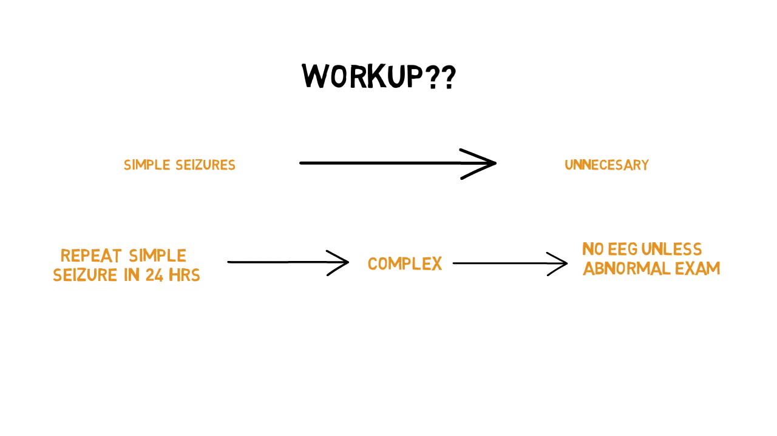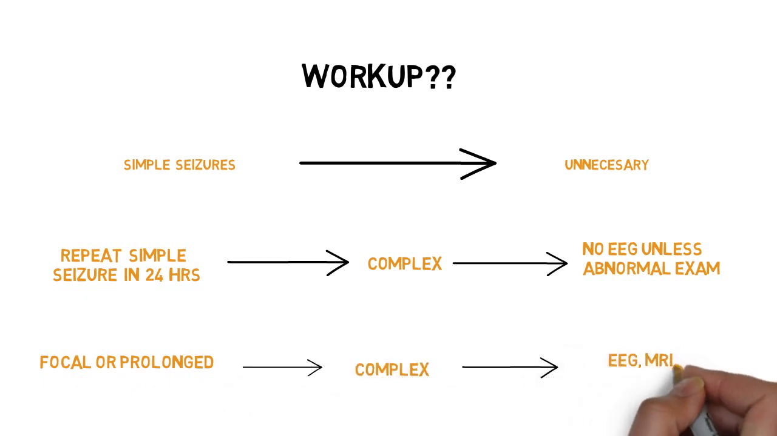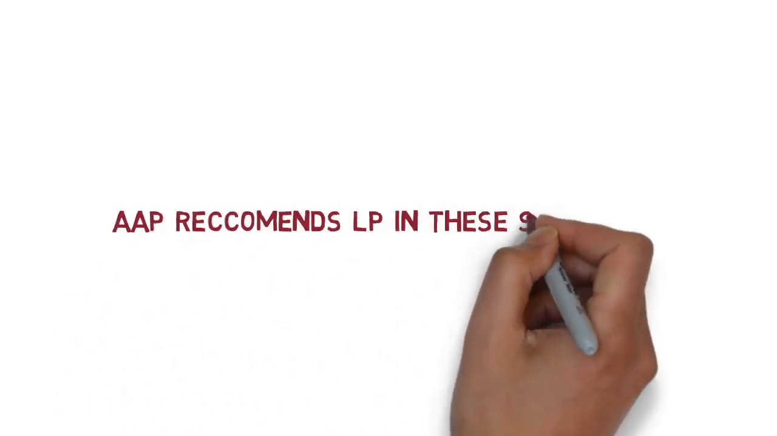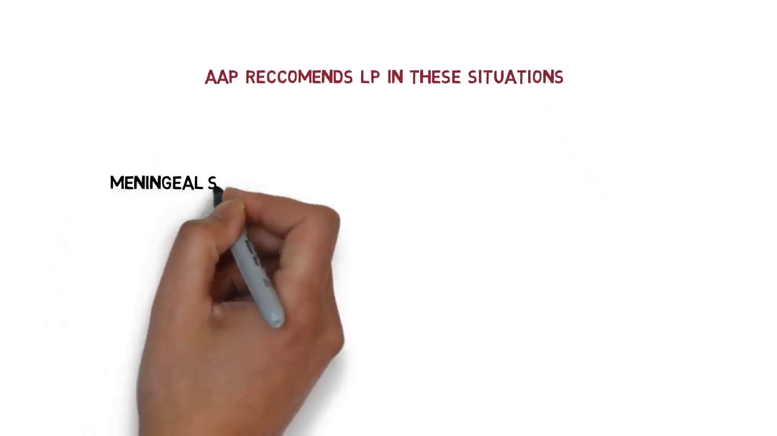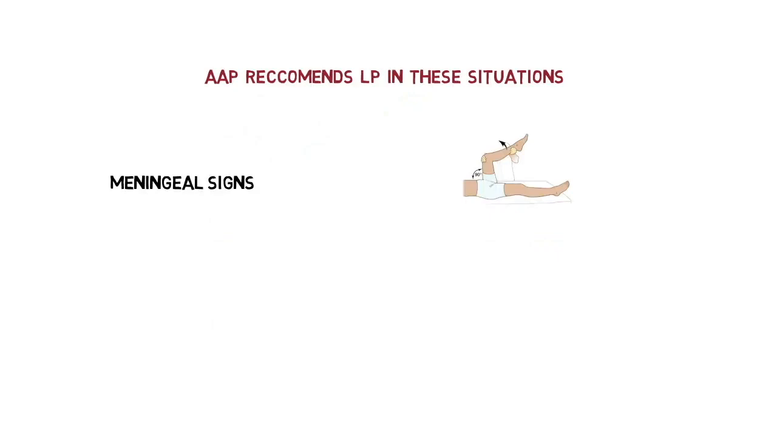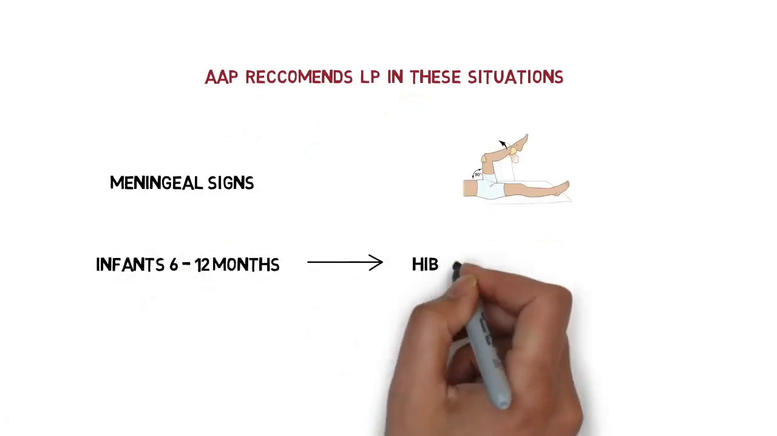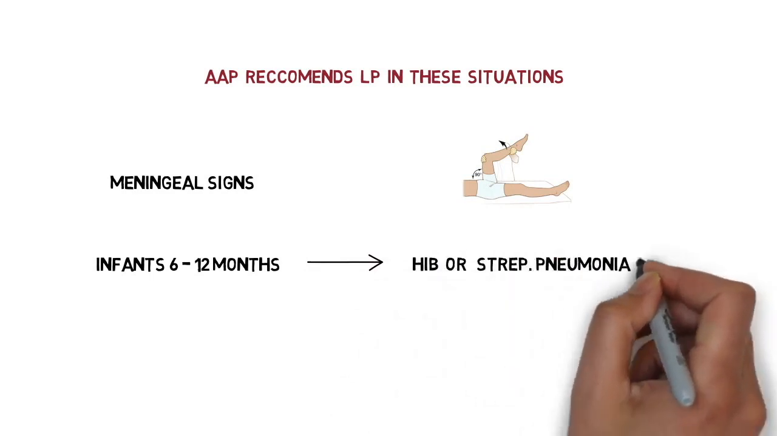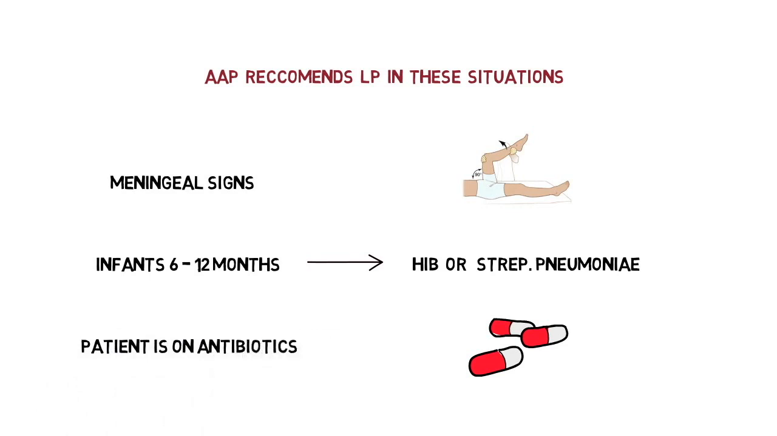But keep this in mind. There are some situations where you should do something more than that. If the patient has a complex seizure, an EEG or an MRI with a neurologic follow-up sounds like a good idea. The American Academy of Pediatrics also recommends a lumbar puncture in these situations. If there are meningeal signs or clinical suspicion of meningitis or intracranial infection, in infants between 6 and 12 months of age, if the immunization status for Haemophilus influenzae or strep pneumoniae is deficient or unknown, and last one, if the patient is on antibiotic, because antibiotic treatment can mask the signs and symptoms of meningitis.